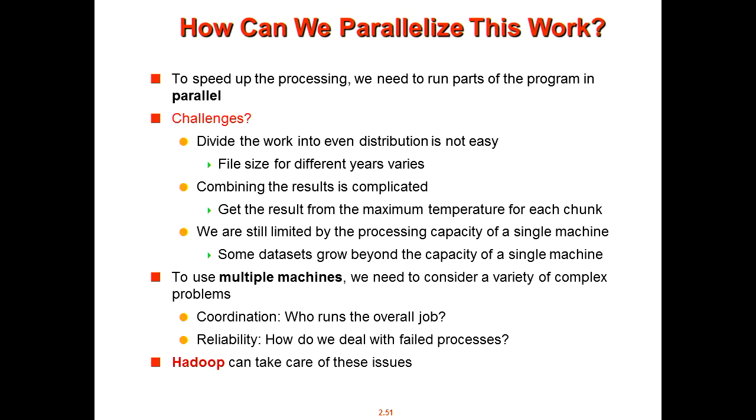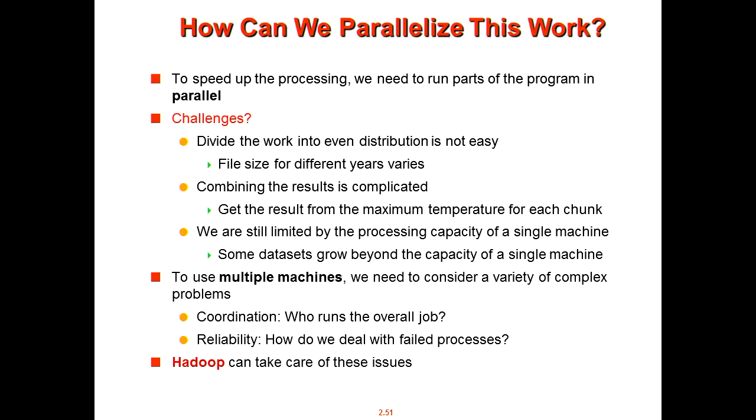Load balance is normally very important for distributed processing, because if the load is not balanced, some nodes get more data and some nodes get less data. As a result, the node which gets much more data dominates the whole processing time, and then distributed computing is not useful. So load balance is very important. But the problem is that the file size for different years varies, so it's not easy to guarantee load balance. And how to combine the results is also complicated, because we get the maximum temperature for each chunk.